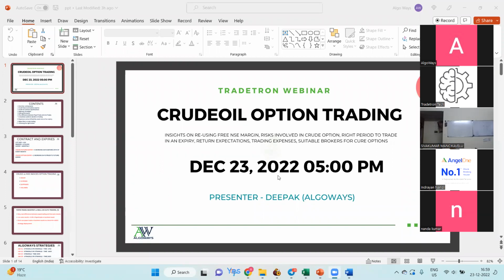Today's speaker is Mr. Deepak Kumar, who is the founder of AlgoWays, which is an algo services provider and strategy creator on Tradetron. Just to give a brief introduction about Deepak sir, he has about 22 years of trading experience in the National Stock Exchange, as well as 15 years of trading experience in commodities, especially in crude oil. And he's also a very successful algo service provider.